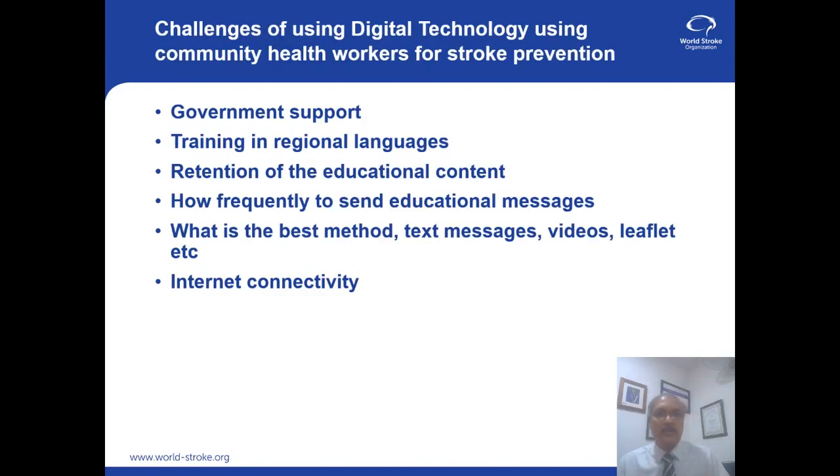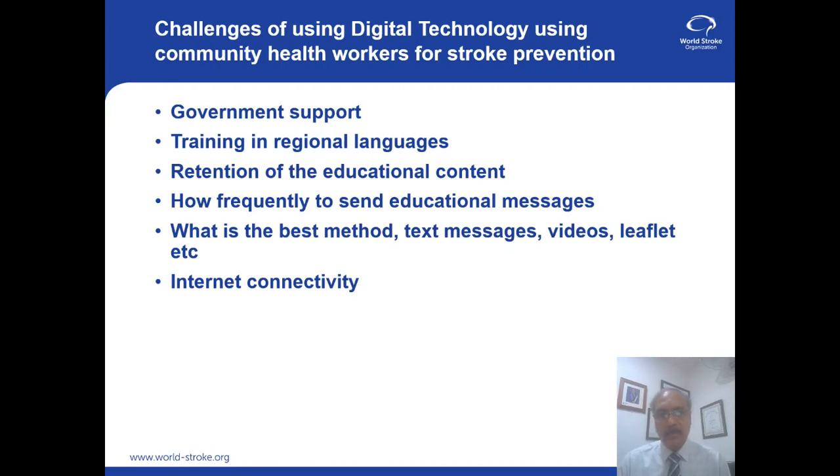What are the challenges of using digital technology, particularly using community health workers, for stroke prevention? We need to do it at a large scale, and for that you need to get the support from the local government. In LMICs, the challenge is that you need to train these healthcare workers in the regional languages, and that itself is a huge task. You need to translate the materials and then train the healthcare workers.